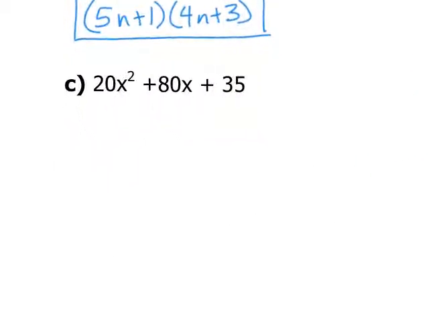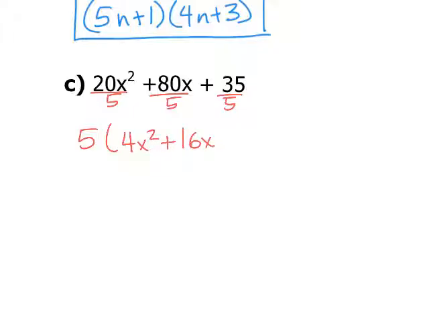Is there a GCF on C? Yes. It is 5. So I divide a 5 out. So 20x squared divided by 5 is 4x squared plus 16x plus 7. Okay, so the 5 is just going to hang out front. Now I look inside the parentheses. I still have a number in front of x squared, so I still have to do AC. So A is 4, C is 7. So 4 times 7 is 28. Factors of 28 to add to 16 would be 2 and 14.